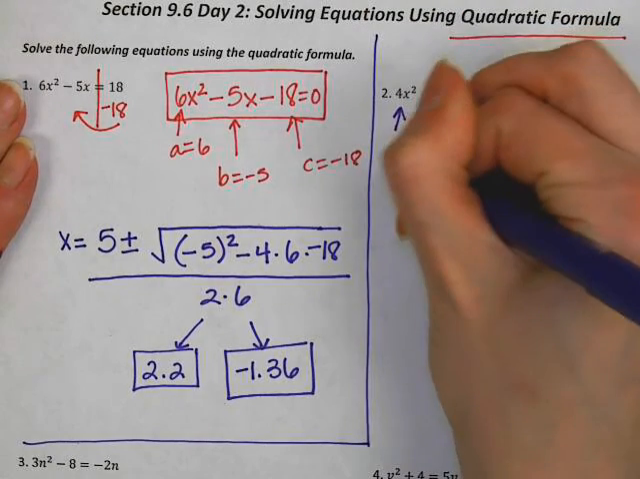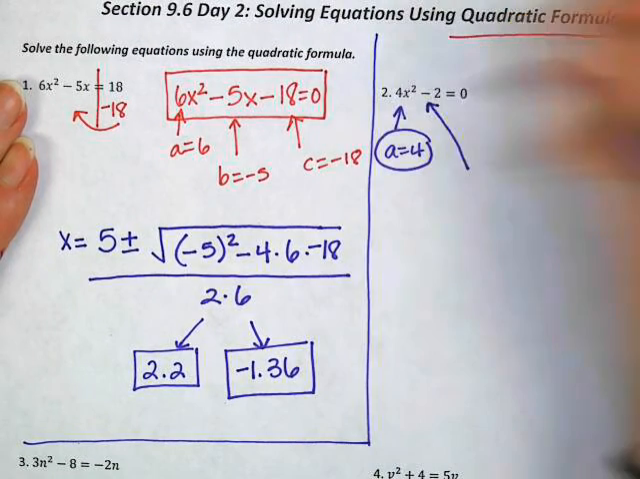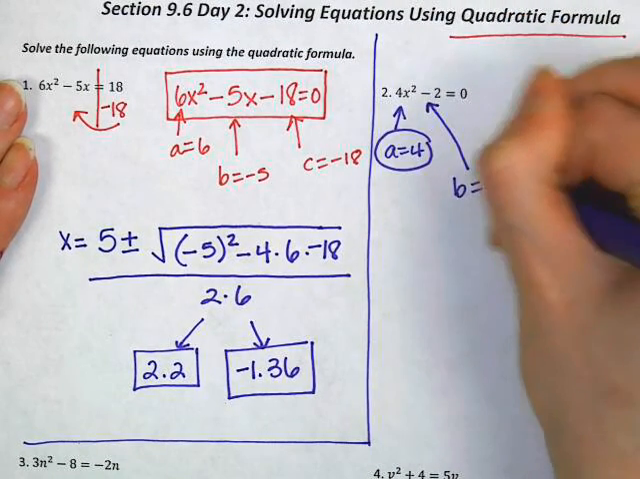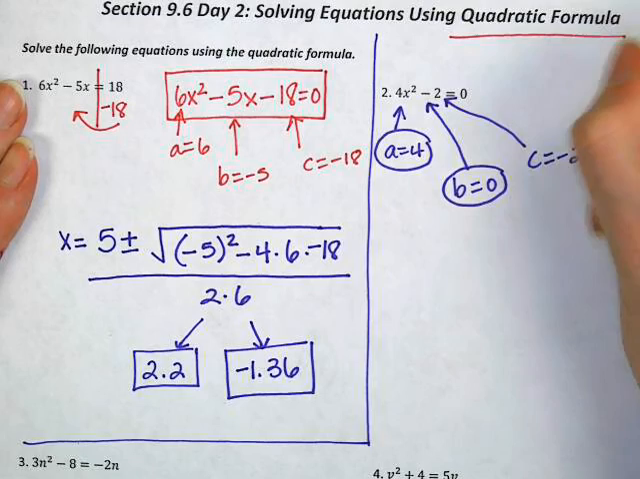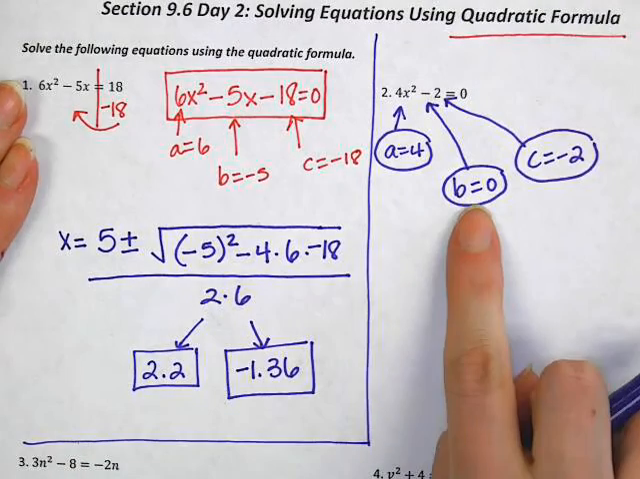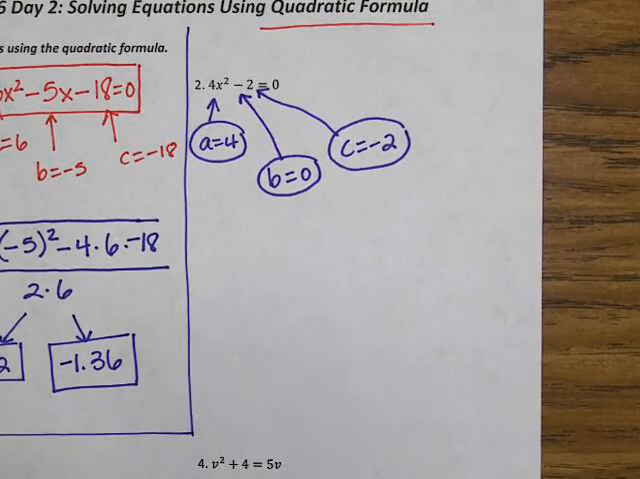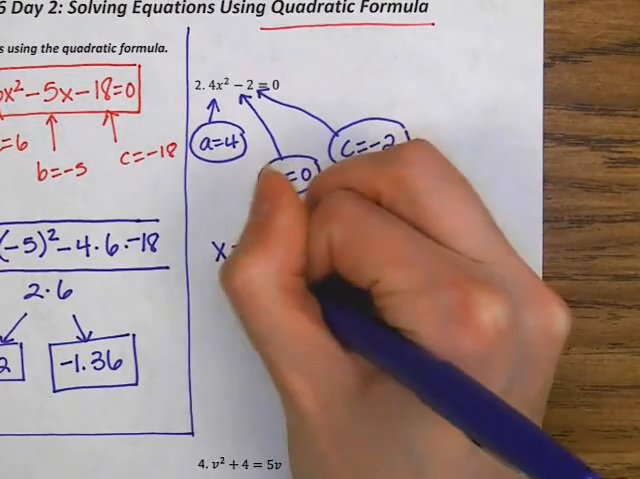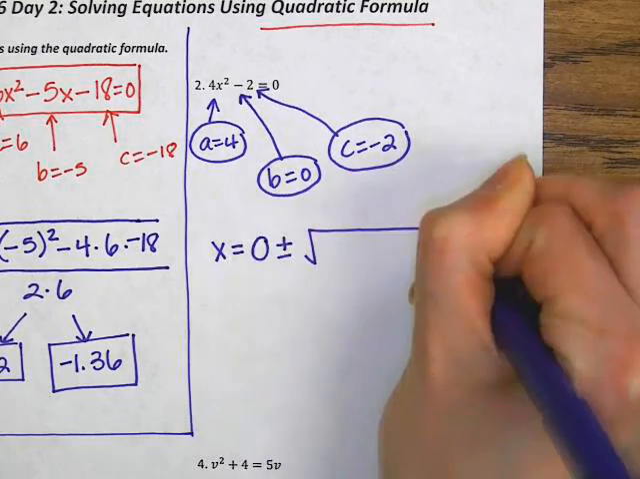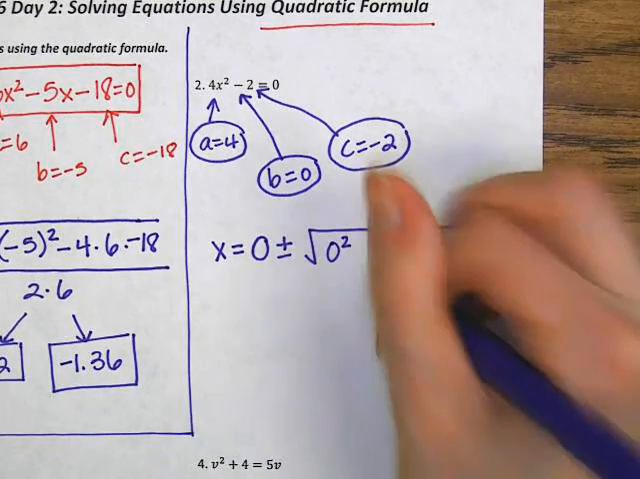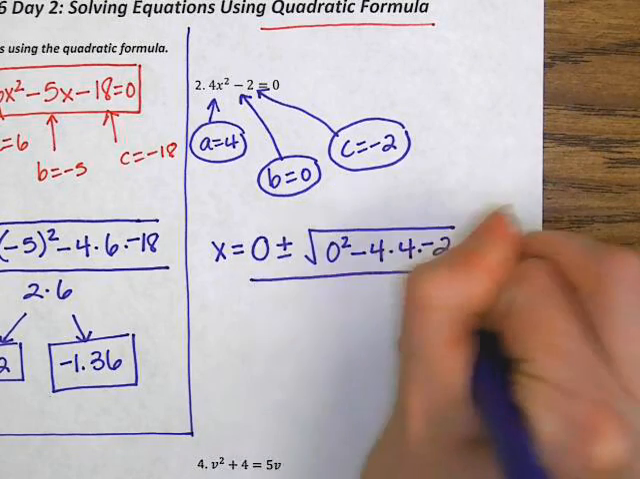A is 4. B is the x term. It's not there. So B is actually 0. And C is the constant term. C is negative 2. Kind of weird. B is 0. But quadratic formula still works. It always works. Let's do it. X equals negative B. Well, negative 0 is just 0. Plus or minus square root B squared, 0 squared, minus 4 times A times C all over 2A.